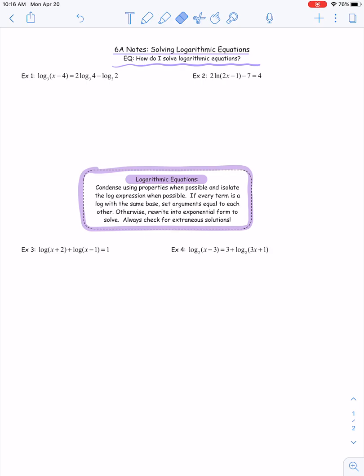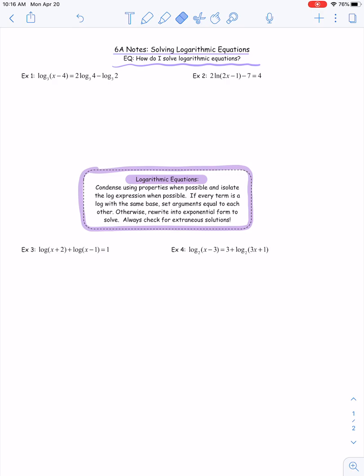And here we go. In example 1, we have log base 3 of x minus 4, and that's going to equal 2 times the log base 3 of 4 minus the log base 3 of 2. Something that I noticed right off the get-go is that all three of those terms have the same base. They're all log base 3, which is wonderful for us because that means we can condense these terms very easily.